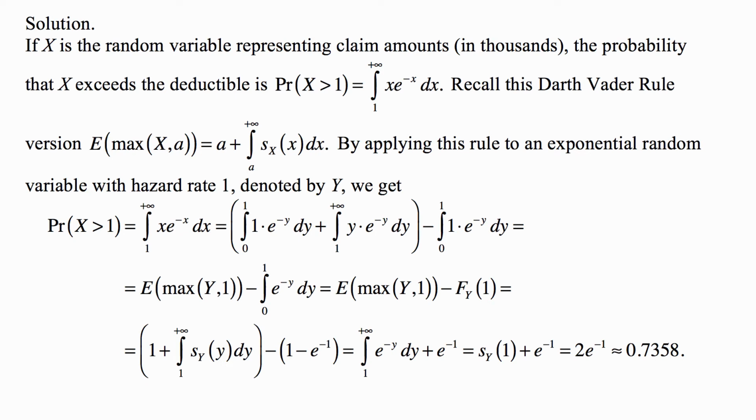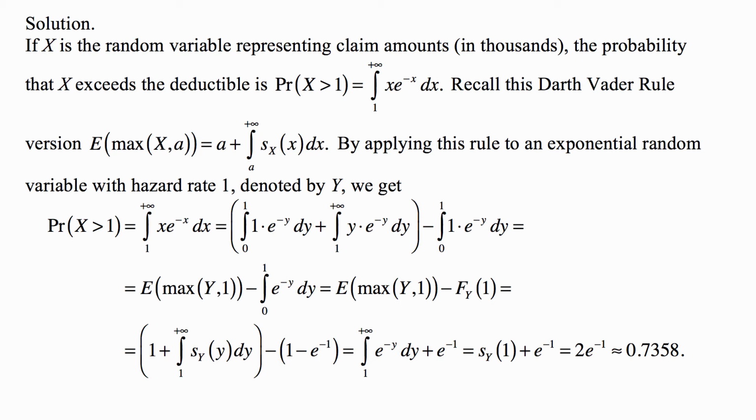And then we subtract the thing that we added, so minus the integral from 0 to 1 of 1 times e to the minus y dy. Of course, the first thing is the expected value of the maximum of y and 1. And we subtract the integral from 0 to 1 of e to the minus y dy, and that's actually the cumulative distribution function of y evaluated at 1. So the expected value of that maximum is 1 plus the integral from 1 to plus infinity of the survival function of y dy. And the CDF is 1 minus e to the minus 1.